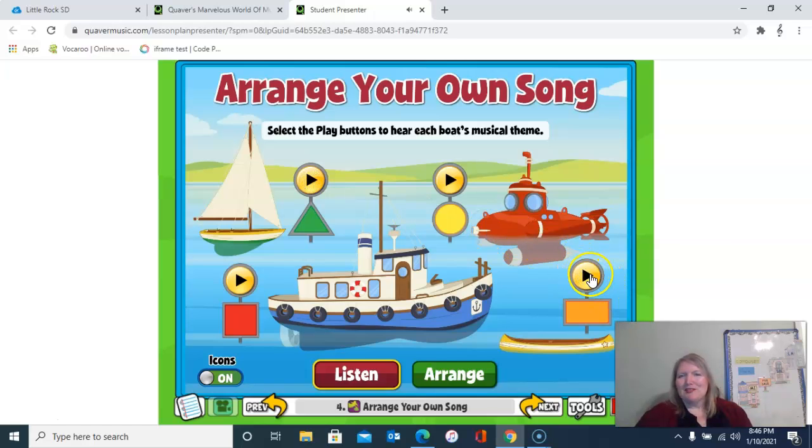Okay, let's see if you remember this one. Okay, so that's the canoe theme. Let's listen to the tugboat, see if you remember that one. Tugboat, tugboat. And then our submarine was the one. I was doing this with my hand because I wanted you to notice that melody going down. Let's listen to that.